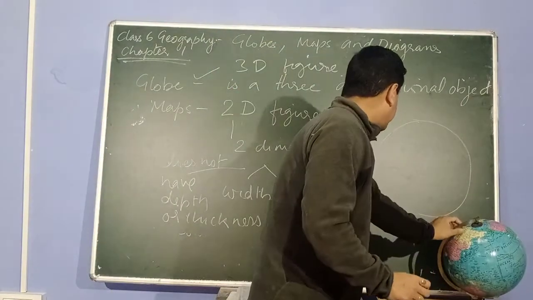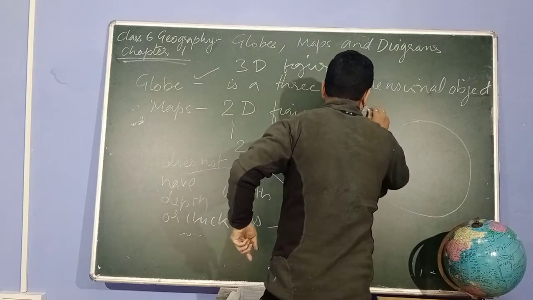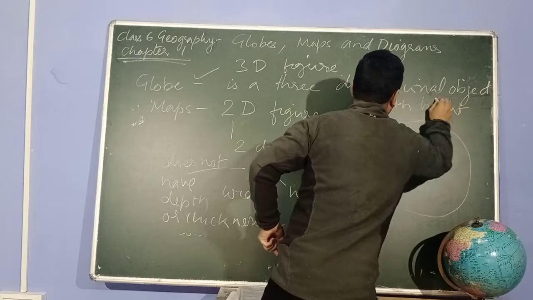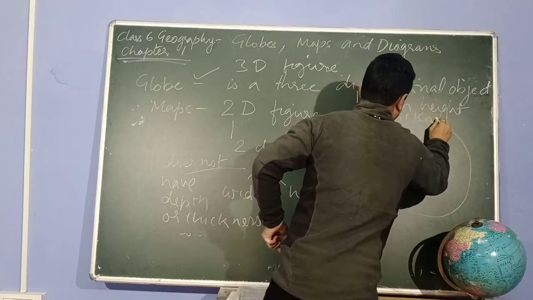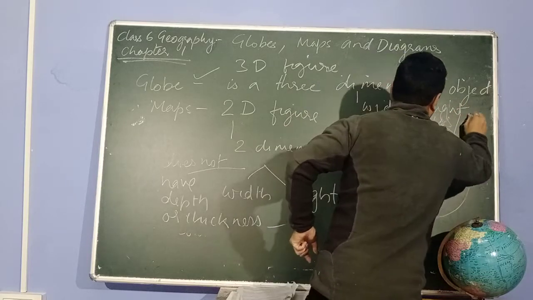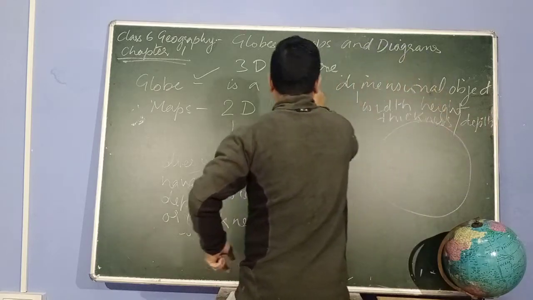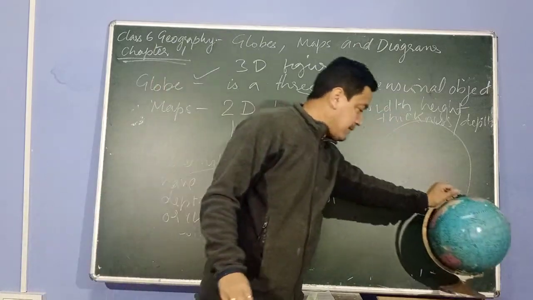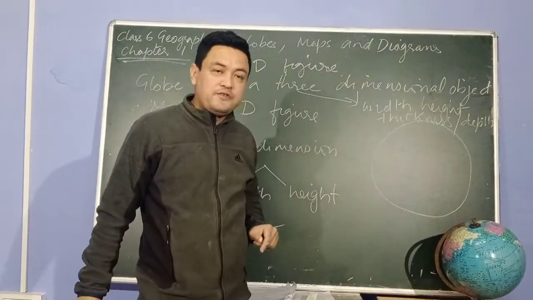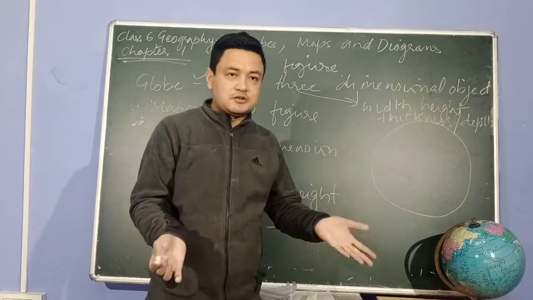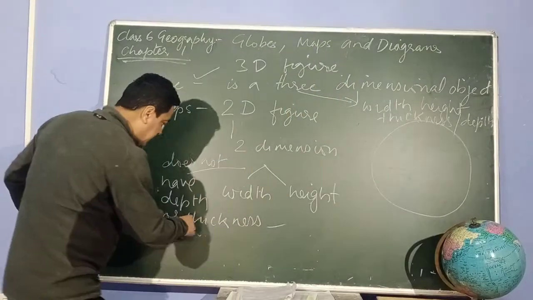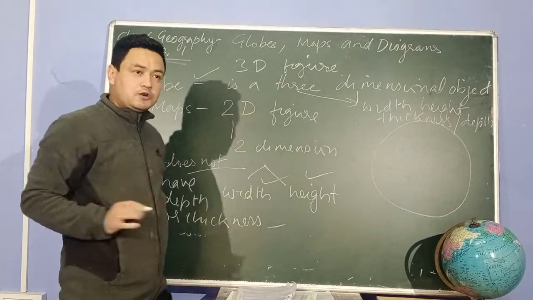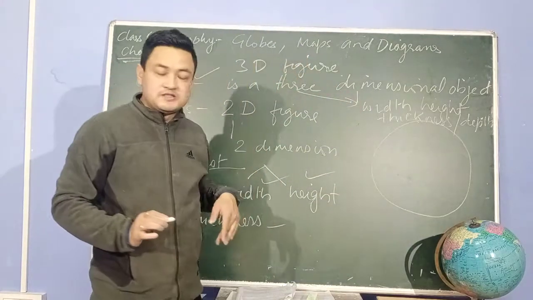So what is a 3D figure then? A 3D figure has width, height and thickness or depth. So a three-dimensional figure like the globe has width, height and thickness or a depth. But a circle is a 2D figure. It's a figure. It's not an object. So it doesn't have depth or thickness. So it has only width and height. There are only two dimensions here. Therefore it is called a 2D figure. But whereas a globe is a 3D figure.